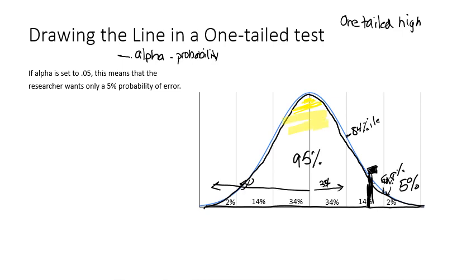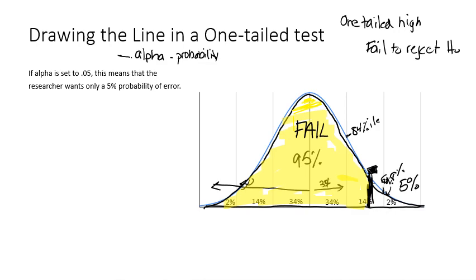So any score that we get that falls in this region would cause the researcher to say, nope, there's no difference between this medicine and the control condition. The medicine didn't work. So this would be the fail region. And what it actually means is that we fail to reject the null hypothesis.